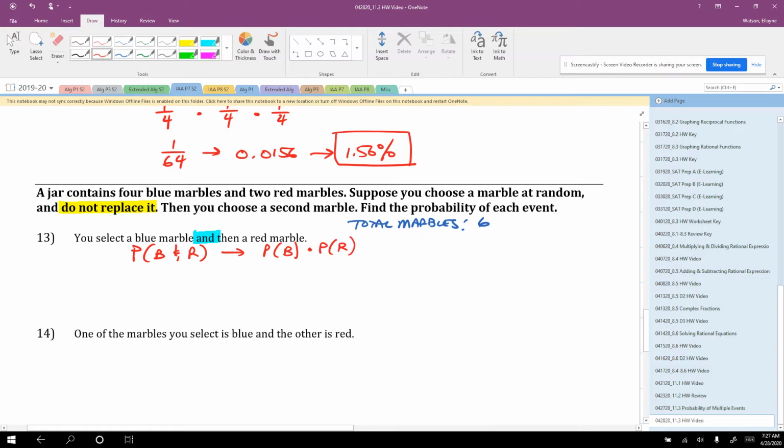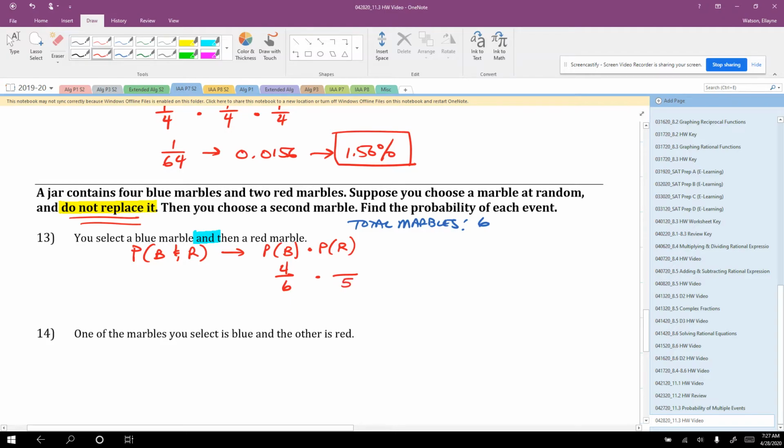So you're choosing the blue one first. Okay, so the order here matters, right? It's blue and then red. So the probability of choosing a blue on the first draw, well, there's 4 blue marbles out of total of 6. Okay, now in these questions, guys, you assume that you chose a blue one, okay? Because that's what you're looking for, the probability of it. So now on the second draw, and then remember, it says do not replace it. So on the second draw, there's not 6 marbles left, there's only 5.